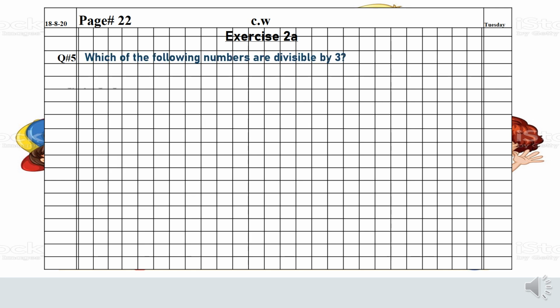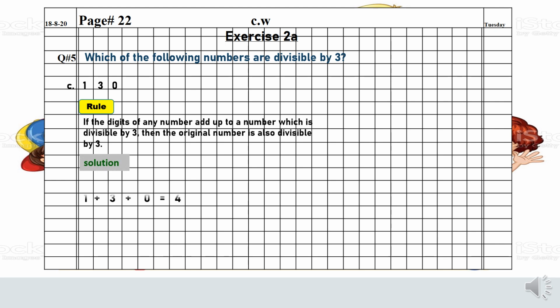C part. 130. Again the rule is the same. We will write the rule. Then we will add the digits. 1 plus 3 plus 0, it's 4. What do you think? Is 4 divisible by 3? No, 4 does not come in the table of 3. So 130 is also not divisible by 3. You have to attempt every part like this. Okay.